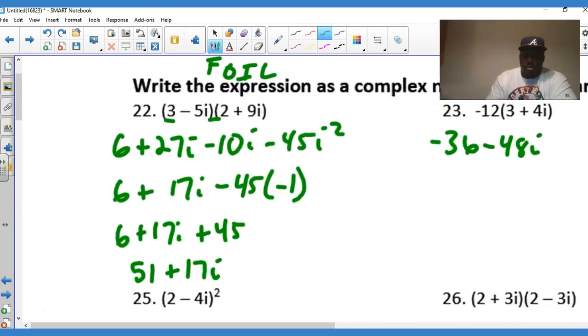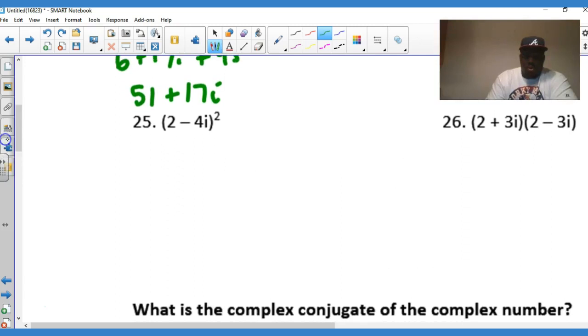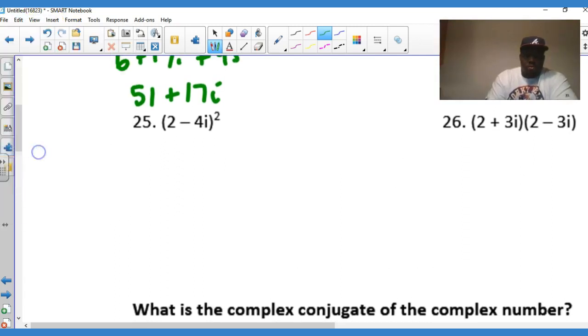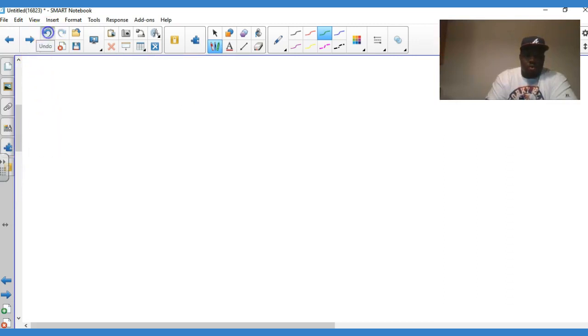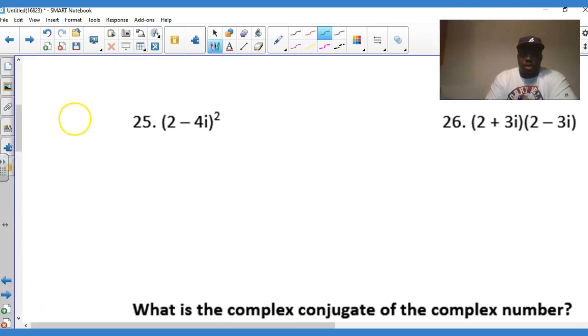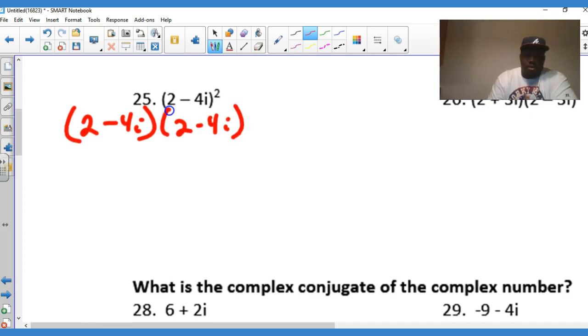Let's have a look at number 25. Look at that, the whole page disappeared. I just want to clear the ink from the page. So with 25, we got 2 minus 4i squared. That squared tells me I need to write that twice: 2 minus 4i times 2 minus 4i.